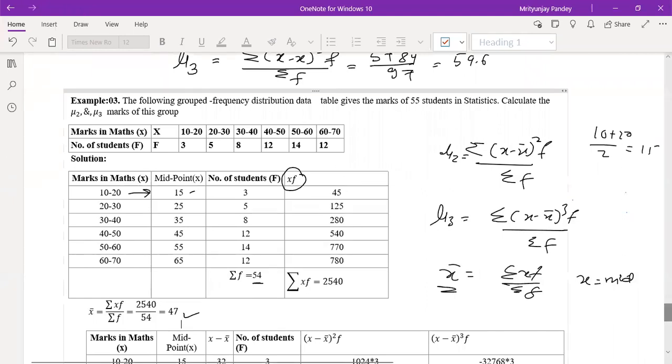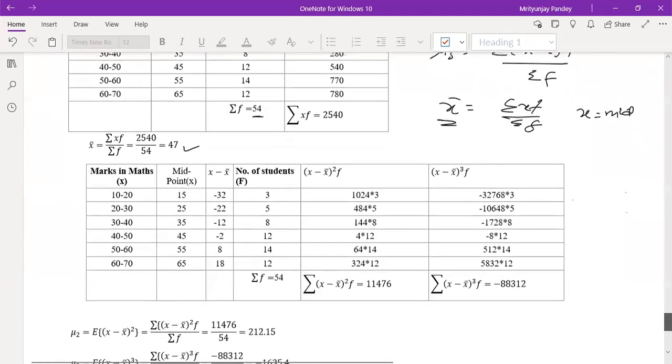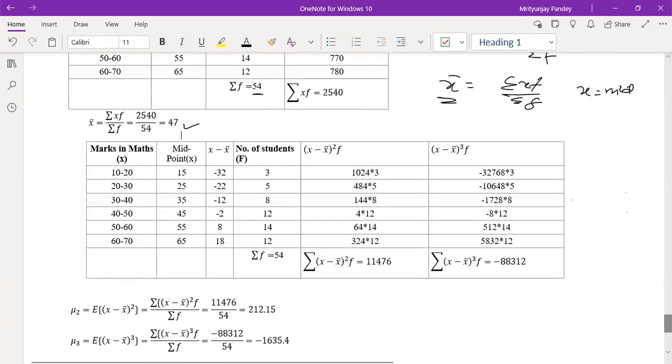Now make a table for x minus x bar whole square and also whole cube. So here midpoint x is 15, 25, 35, 45, 55, like that. This is your midpoint. Now subtract x bar. X bar is nothing but 47. So 15 minus 47, that is minus 32. Then minus 22, minus 12, minus 2, 8 and 18. This is your difference. Now square x minus x bar and multiply by f. So 32 square into 3. 32 square is 1024 into 3. Similarly minus 22 का square, that is 484 into 5.